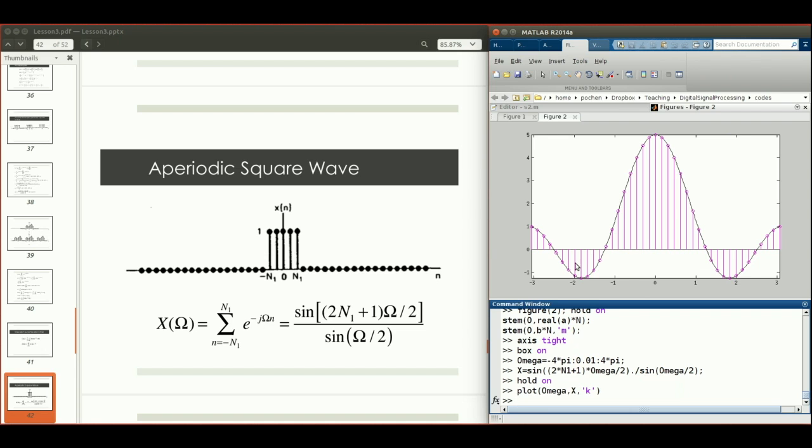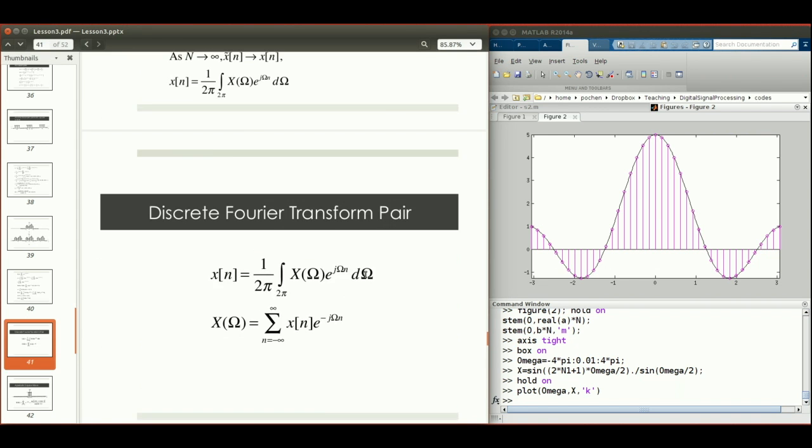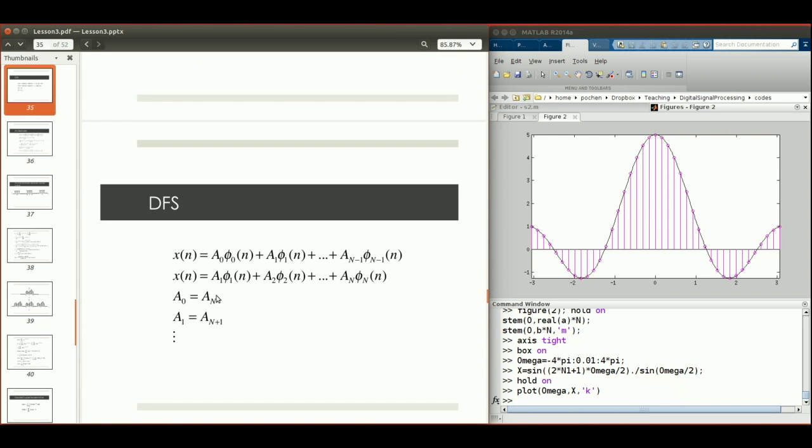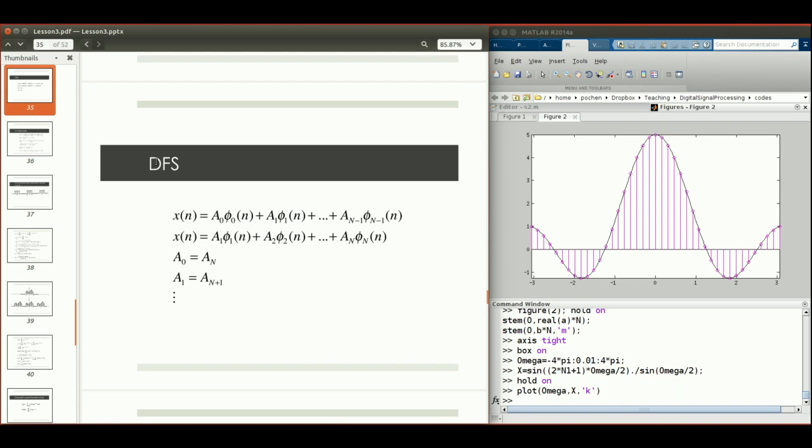It's actually periodic with respect to omega, right? The reason it's periodic, if you go back to look at one of the slides that we used before, this particular slide, when we talked about discrete Fourier series, what I was telling you is that x[n], the time domain signal, has a fundamental period of big N, right? And then these frequency domain series coefficients also have a fundamental period of big N with respect to k, see?